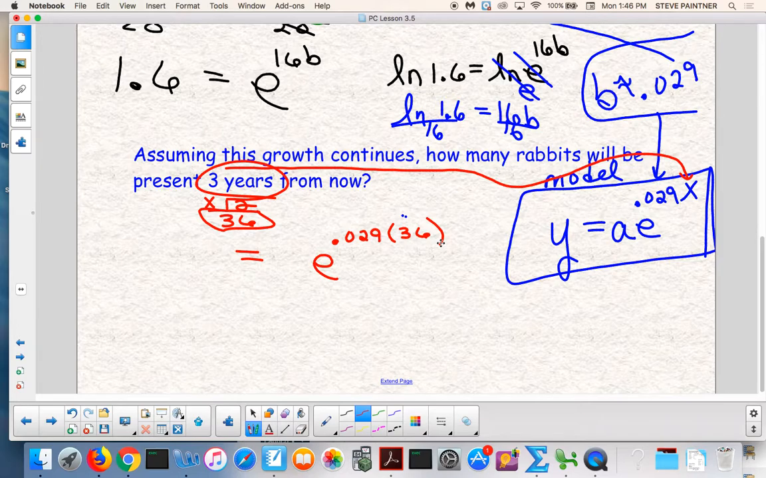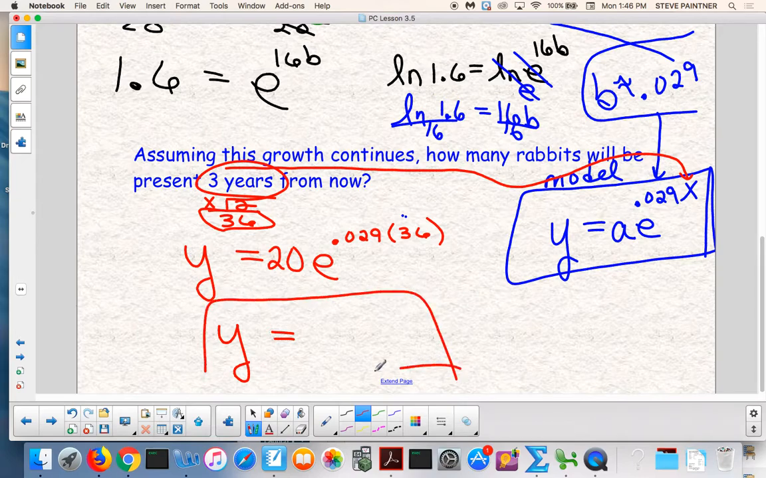How many rabbits did I start with? 20. And then, of course, this is the amount of rabbits after 36 months. Kind of waiting for you. 57, did you round? 57 and a half. Okay, 57 rabbits. It'd be 58 if you round, because it's 57 and a half. 56.8. I got 57.